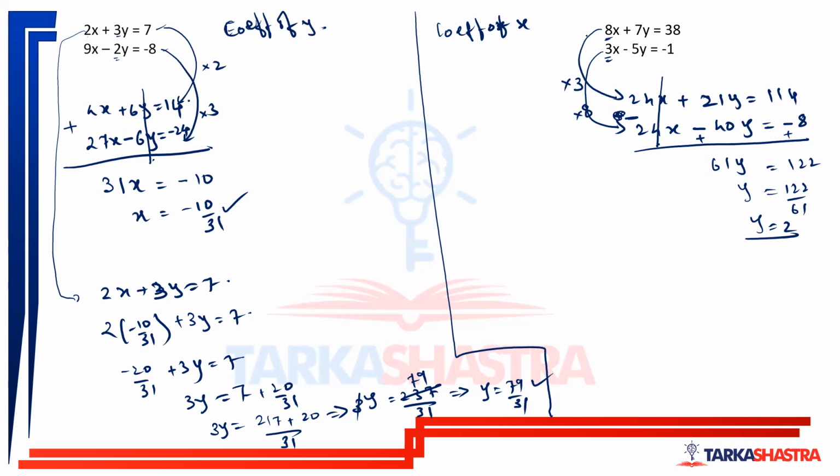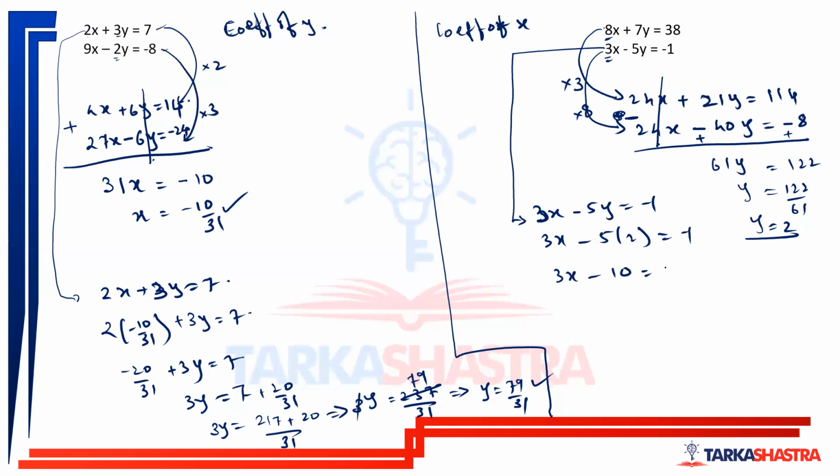Now that we have y is equal to 2, substitute it in any equation. Let us say we substitute it here. So 3x minus 5y is equal to minus 1, which is 3x minus 5 into 2 is equal to minus 1, which is 3x minus 10 is equal to minus 1, which is 3x is equal to positive 9. Yes or no? 10 minus 1, right? So that is 3x is equal to positive 9, x is equal to positive 3. This is how you get the value of x and y.